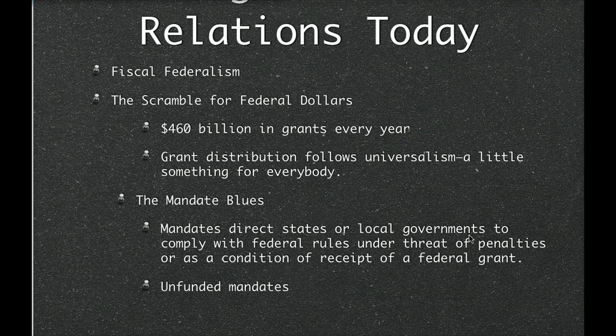And then even worse than that, there's what we call unfunded mandates, but we're going to leave this for now until we get to the actual look at mandates. But unfunded mandates is simply what it sounds like. The federal government says, you're going to do this, but guess what? We're not going to pay for it. Bastards.